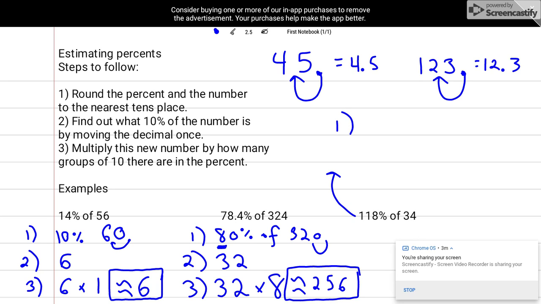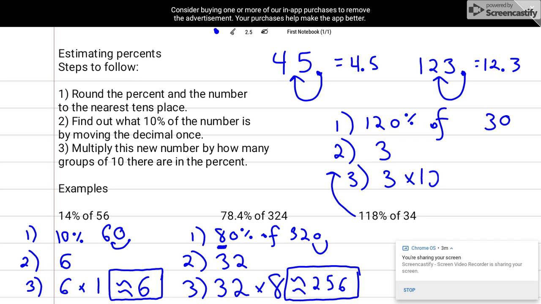So first things first, I'm going to round 118% to 120%. And I'm going to round 34 to 30. My second step, find out what 10% of 30 is. That's going to be 3. And my third step, I'm going to multiply 3 by 12 because there are 12 groups of 10 in 120%. And I get approximately 36 as my answer here.